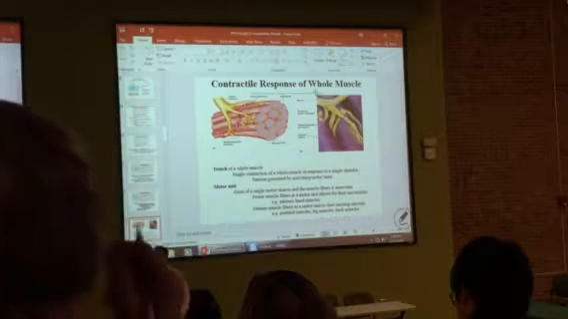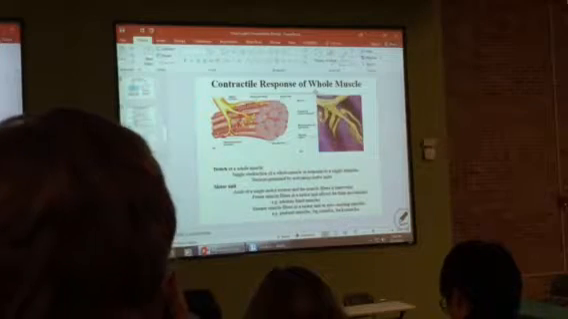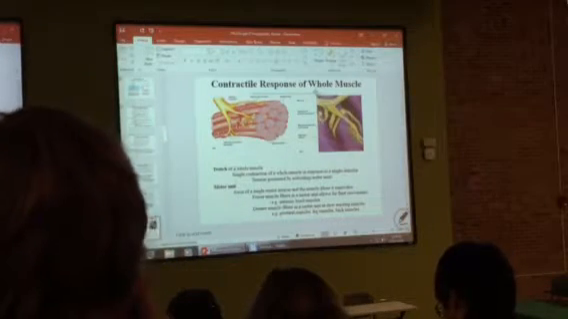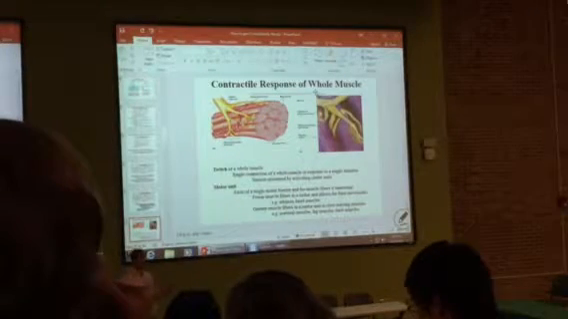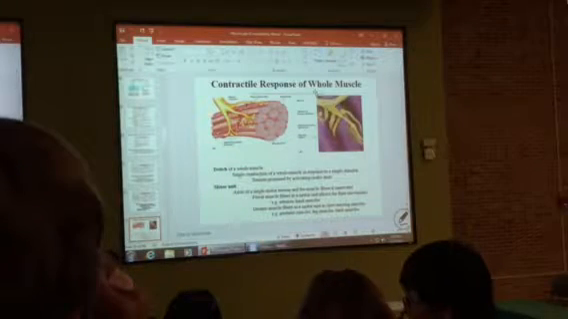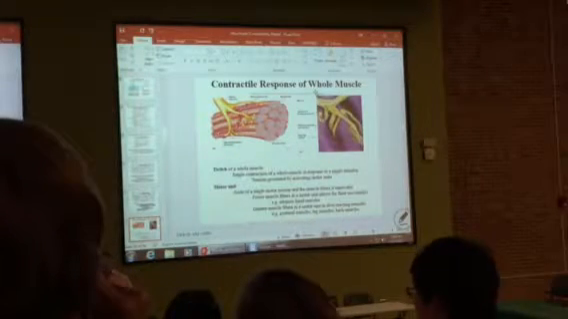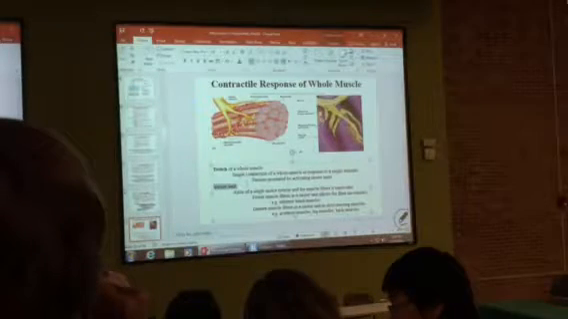Contractile response for whole muscle. That was one muscle cell. Now we're not going to take one muscle cell. Now we're going to take a whole muscle. Bicep muscle, quadricep muscle, gastroc, doesn't matter. Just a muscle. Okay? And we're going to talk about the twitch of a muscle. Contraction and relaxation. Before we get to that though, we need to talk about a motor unit.